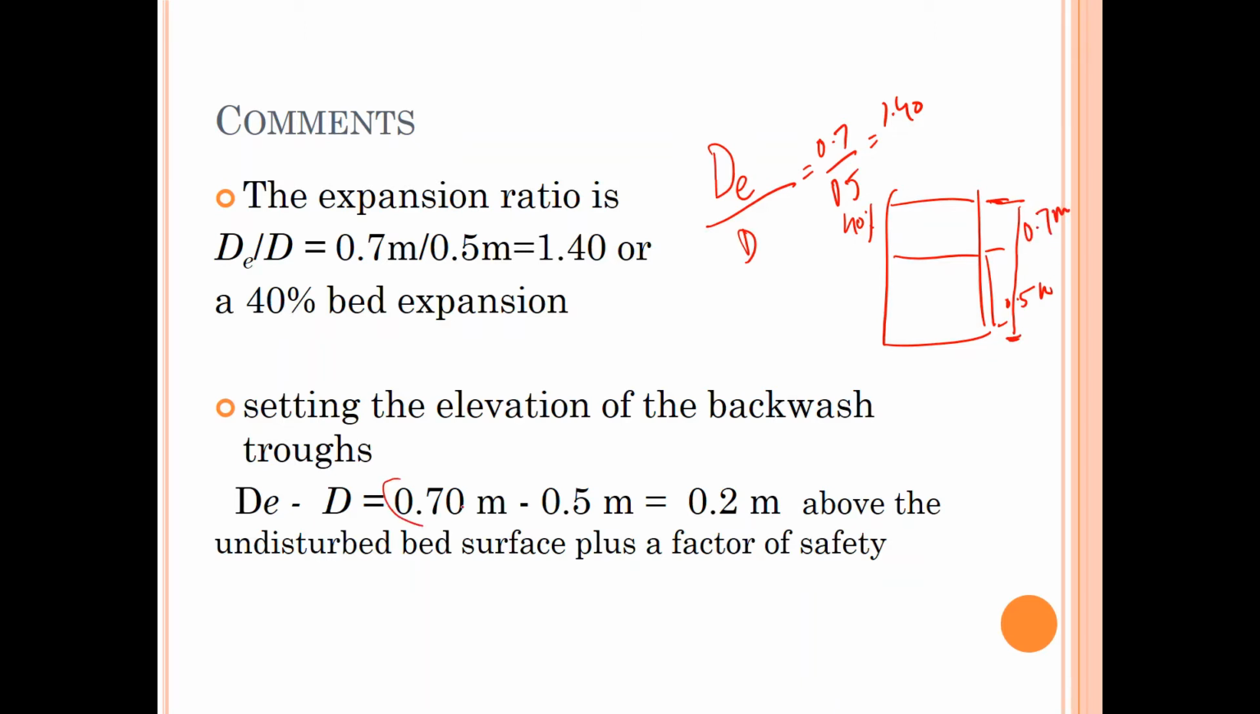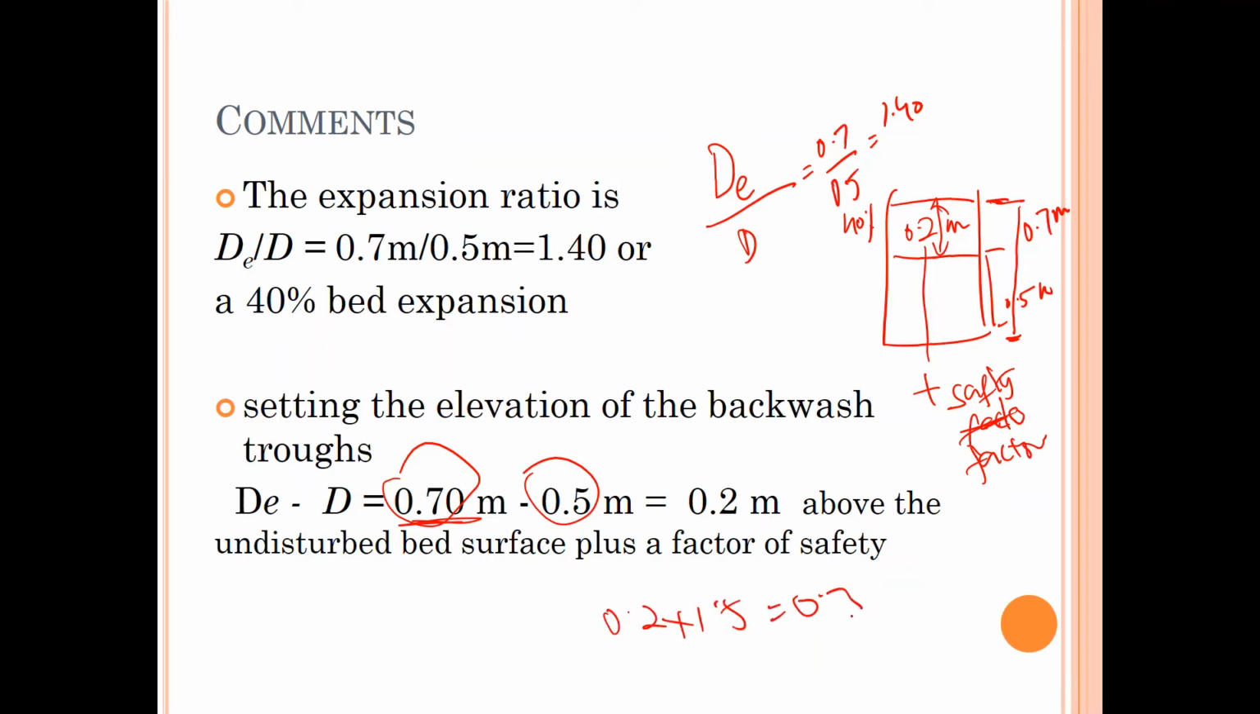If we subtract the depth of bed from the depth of expanded bed, we need actually from here to here 0.2 meter plus a safety factor. For example, 0.2 multiplied by safety factor 1.5 is 0.3. So we have 0.8 meter depth of expanded bed. And it is important because if we have this bed, we have to have the crest of our trough at 0.8 meter.